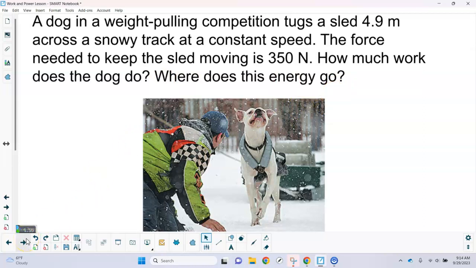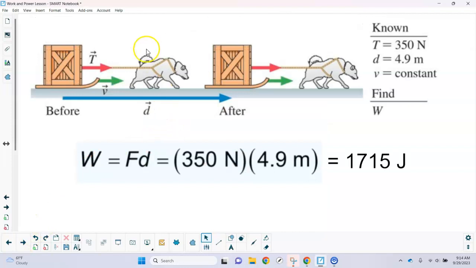So you have to look at the situation of what's happening. This dog is pulling on this sled. This is a sketch that I got out of a book. The force would be the force of tension. Usually I write an F here, which is fine. So the force of tension is pulling on the box, and that tension force is going to act over that displacement, and it's going to move the box.